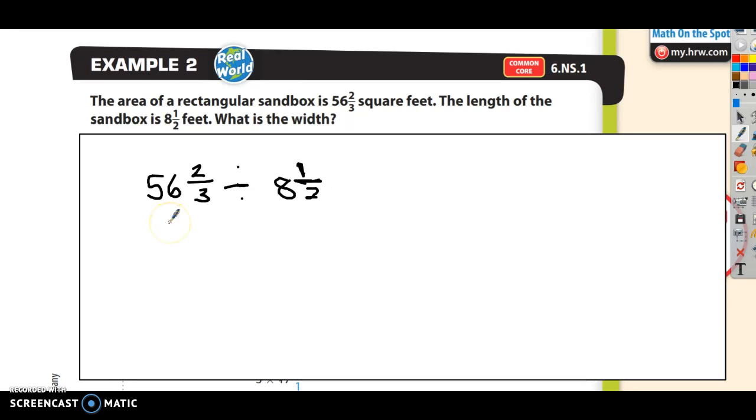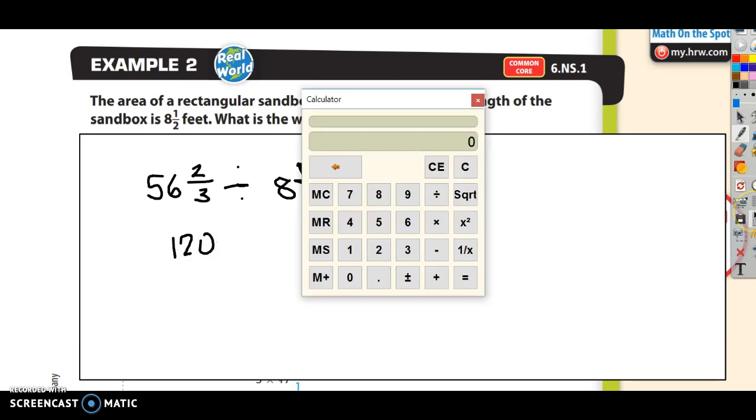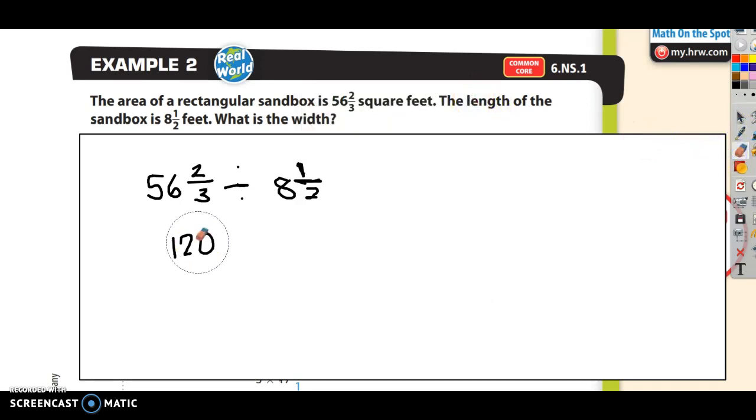So 56 times 3 is 118, plus 2 is 120. I'm going to double check that because I just did that mentally. I feel good about it though. 56 times 3 is 1... I did that wrong. Totally did that wrong. It's 168 plus 2 is 170. So I'm glad I checked so I didn't go down the wrong road. 56 times 3, that makes sense. 50 times 3 is 150. 6 times 3 is 18, so that's 168 plus 2 is 170.